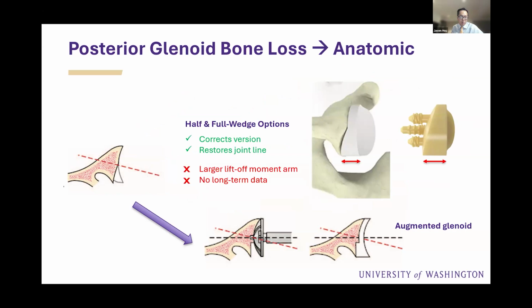But there are some concerns with augments, and one of them is that when you have a thicker poly in the back, there's a larger lift-off moment arm. And so if you have any eccentric loading on the posterior glenoid component, the concern is that you could see some potential acceleration of glenoid loosening. But we don't really have any great long-term data on augments or any great data comparing augments versus standard glenoid components yet.